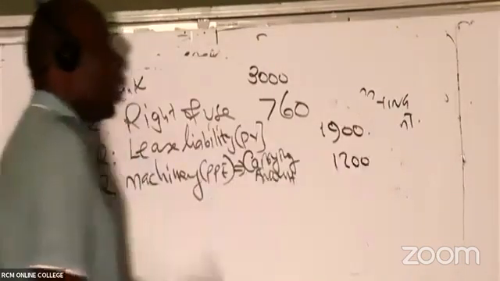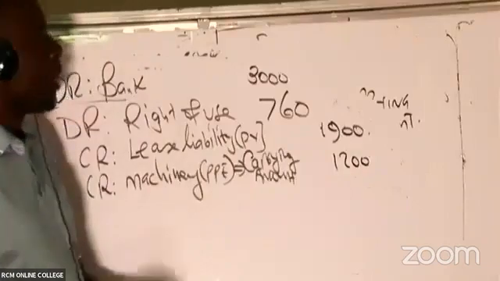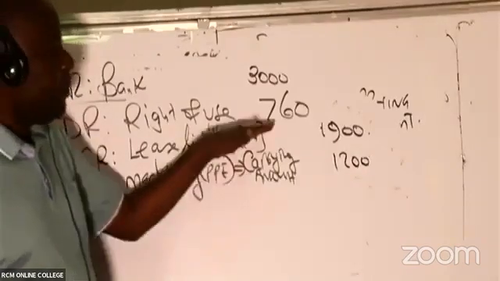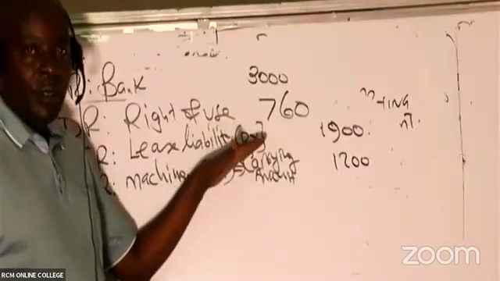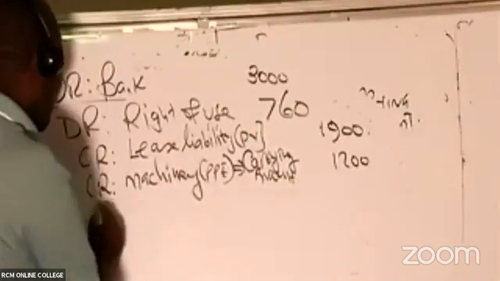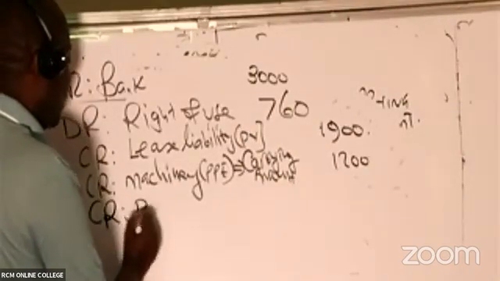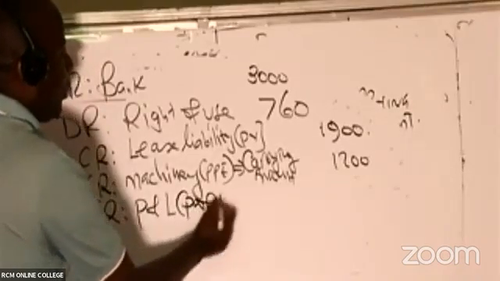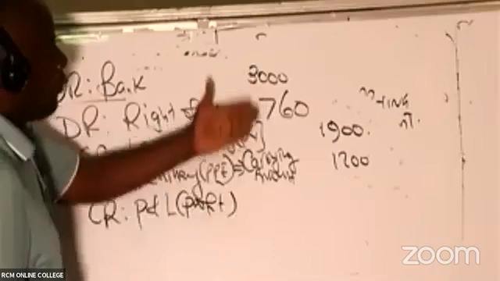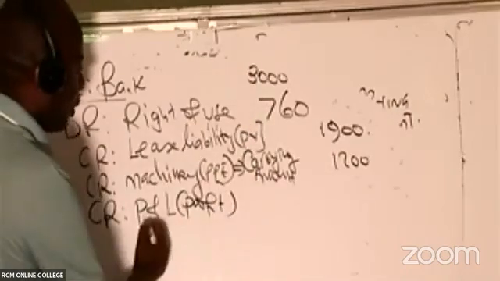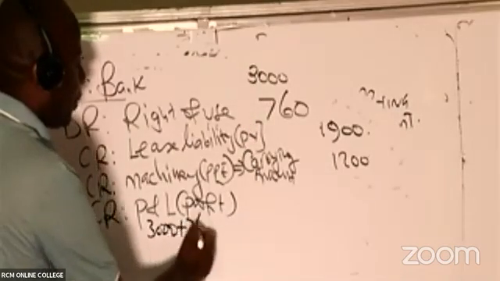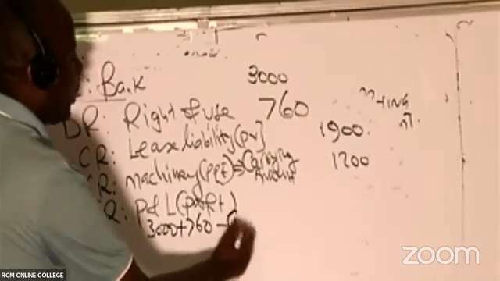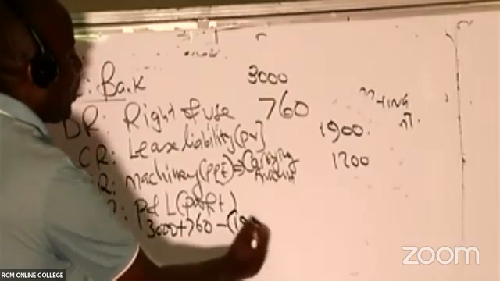And then when I look at the debits and the credits, the debits are more, meaning that there is a profit on this. What I will do, I'll come and credit my P and L with the profit. How do I get this profit? Of course, it will be debits minus credits. So it will be 3,000 plus 760 minus the credit 1,900 plus 1,200.